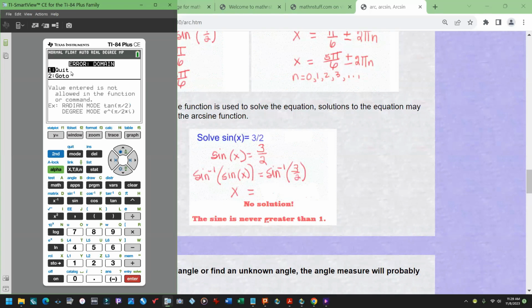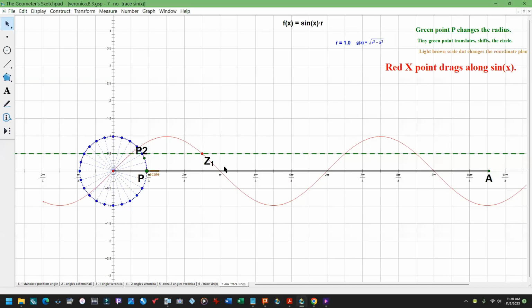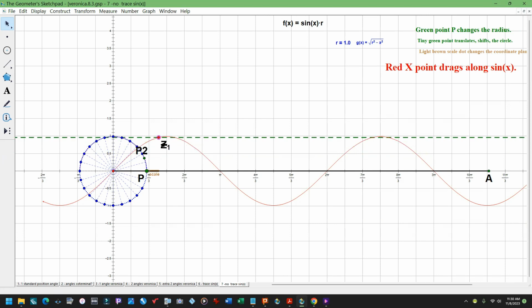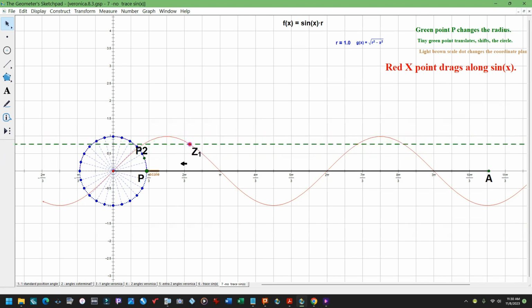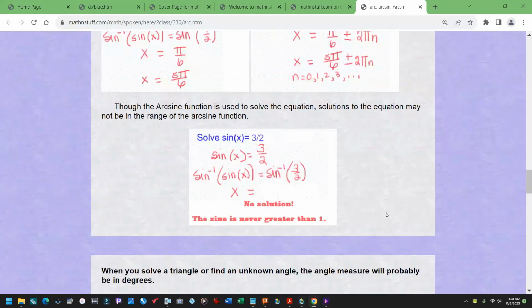Better give me a problem, because if you look at what the sine curve looks like, the sine curve doesn't ever go up past 1. And I think I can try and show you that. It won't do it. Won't go past 1. So the answer to this question is no solution.